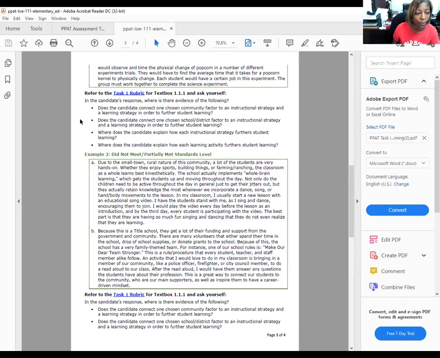And this is all you have to turn in to me. This is all that will be submitted. Do not read example 2. Each one of these has 2 examples, example 1, example 2. Example 2 is the did not meet or partially met standards level. If you want to read it for your own good, it is okay with me, and see if you can answer the questions. It is fine. That will give you additional support and understanding, but you do not have to do that.